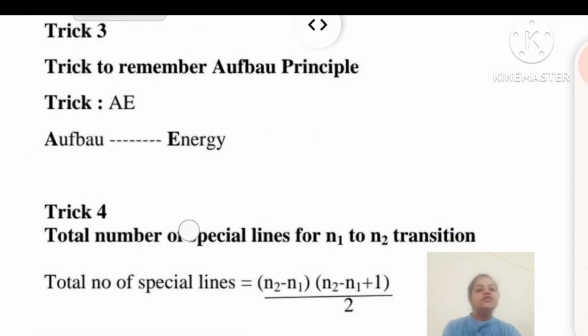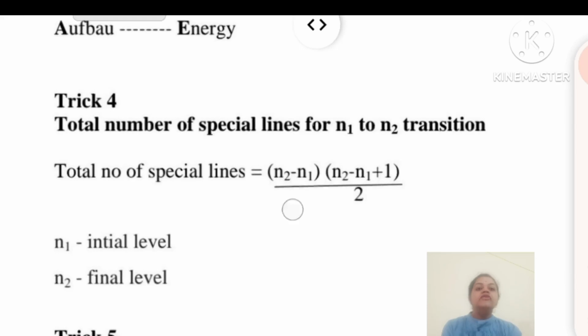If you want to remember Aufbau's principle, just remember A, that is Aufbau energy. According to energy levels, filling takes place, right? So, AE. Next, the total number of spectral lines for an N1 to N2 transition formula is (N2 minus N1) into (N2 minus N1 plus 1) divided by 2, where N1 is the initial level, N2 is the final level.